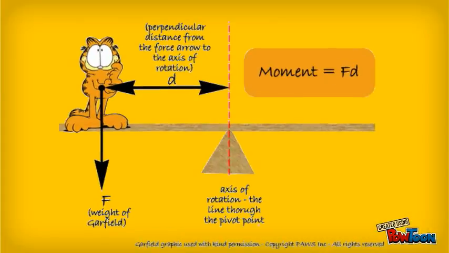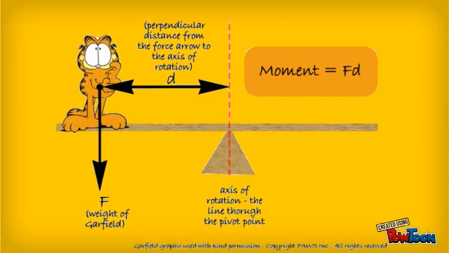Let's look at this example of Garfield, who is sitting on a seesaw. Obviously Garfield is going to move downwards on the seesaw because there is a moment created. The moment is created by Garfield's weight F, and he is sitting a distance d from the pivot point, so the moment is going to be equal to F multiplied by d.